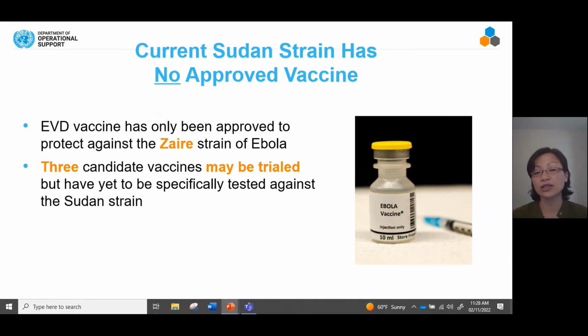Currently, this strain has no approved vaccine, unfortunately. Vaccine has only been approved against the Zaire strain. However, there are some candidate experimental vaccines that are being trialed for this particular strain. So we'll see if any new candidates come up and be shown to be effective against the Sudan strain. But right now, there is no approved vaccine.